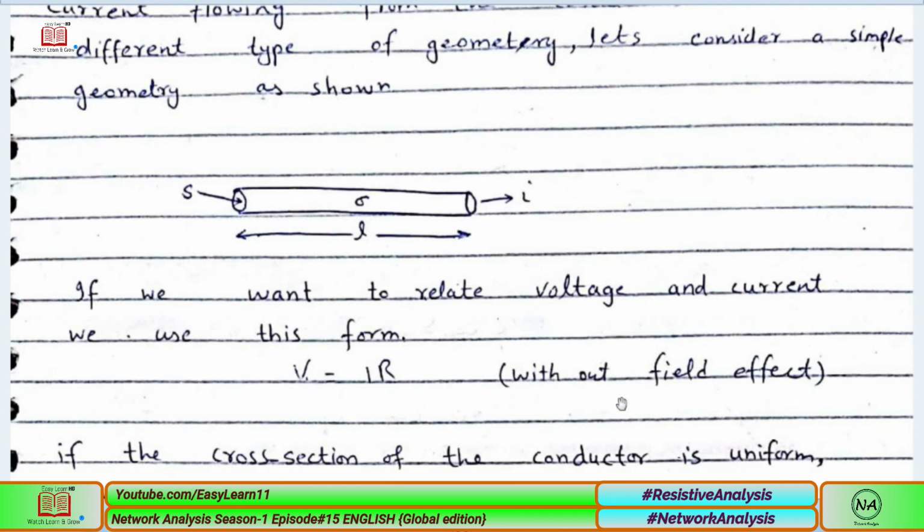Here we understand that the field is actually constant, so we can ignore it for just a moment. We can ignore the field, so Ohm's law becomes V is equal to IR. But where does this Ohm's law come from?